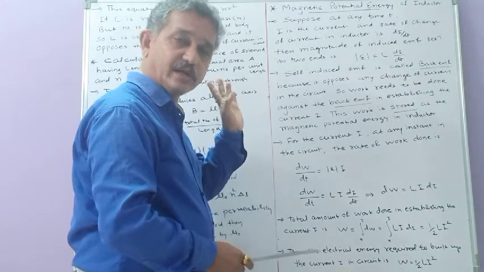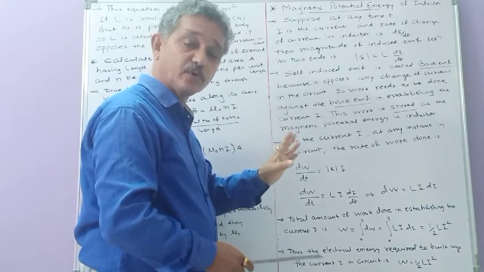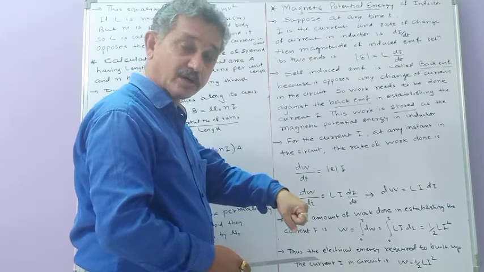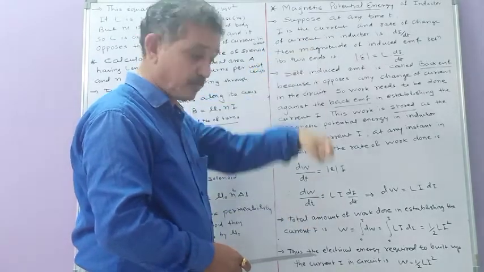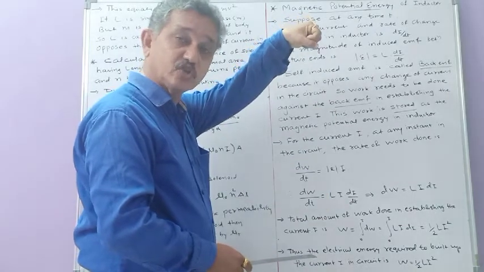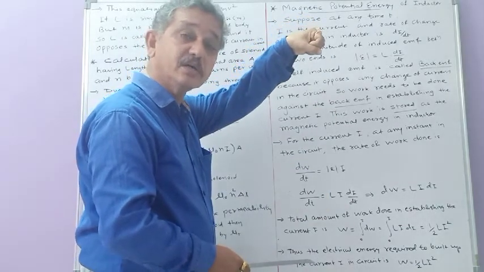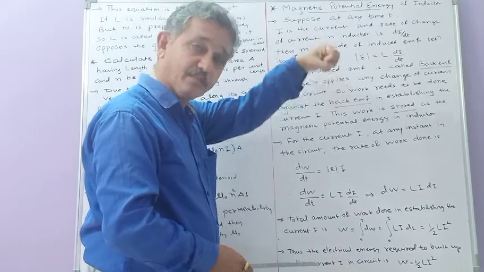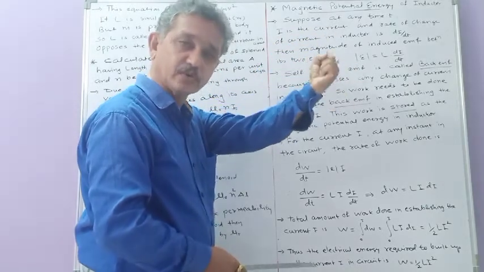Magnetic potential energy. As you know the concept of simply potential energy. What is potential energy? The amount of work done in lifting a body from ground to the certain height h, which will be the work is done against the gravitational force. So that work is stored in the bucket in the form of gravitational potential energy.